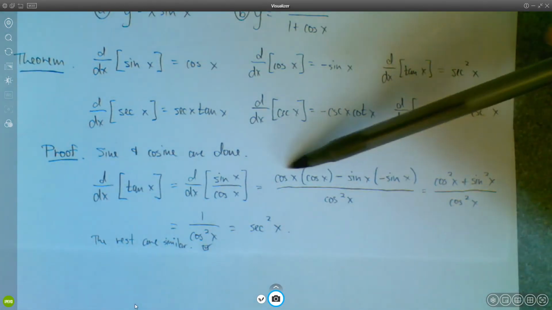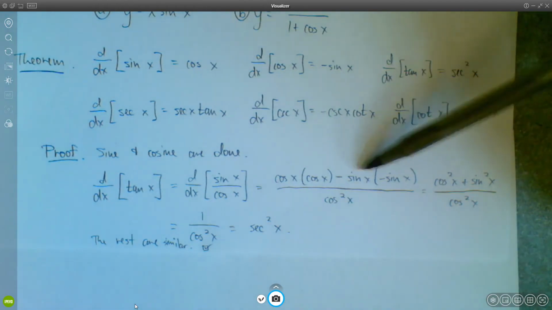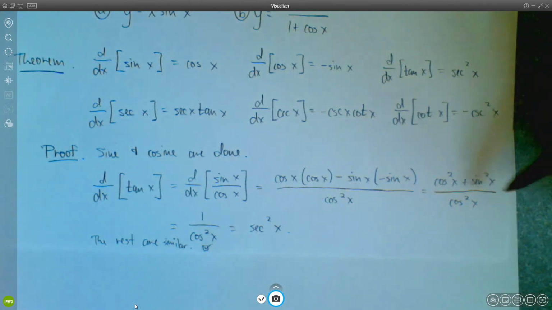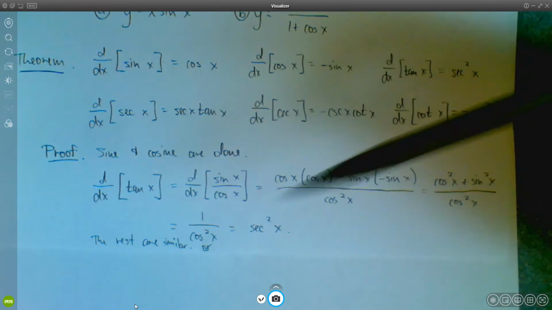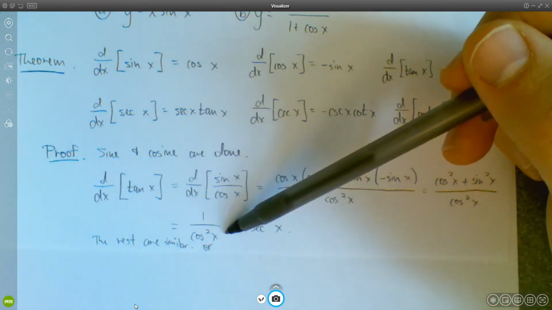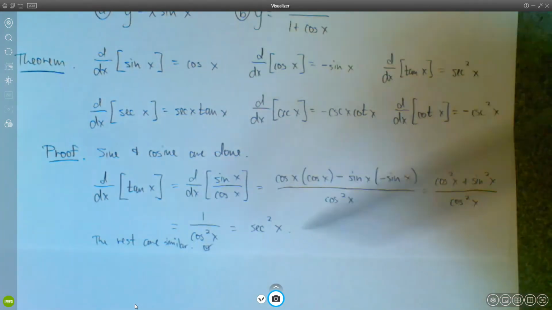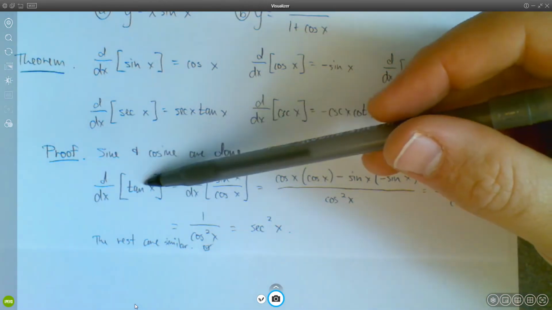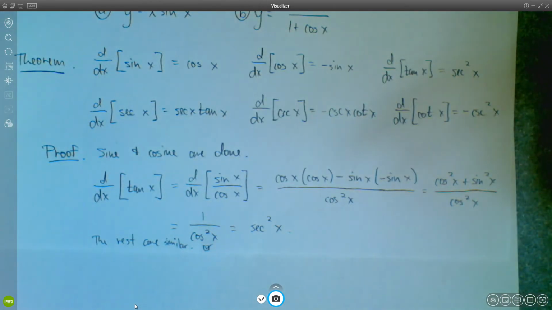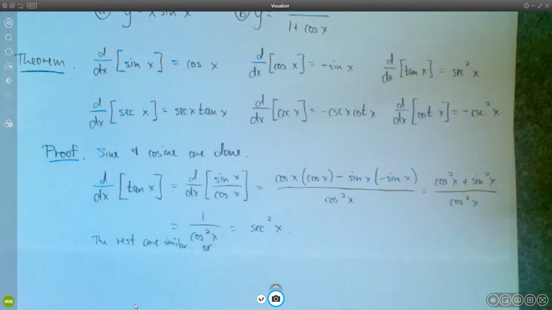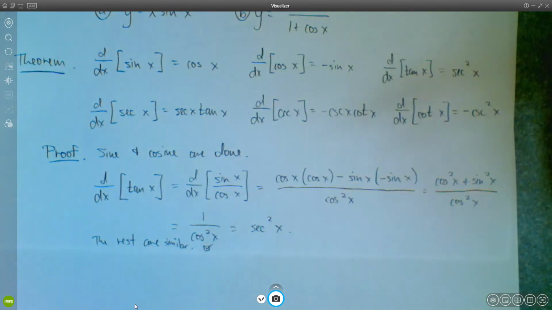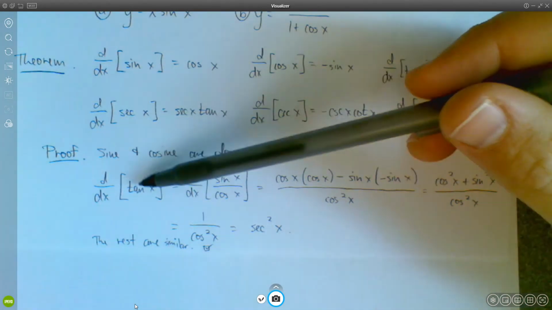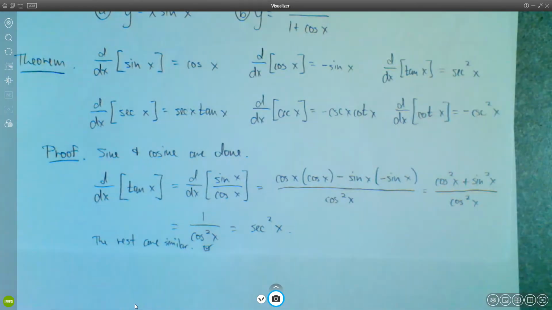And if you simplify that, cosine times cosine is cosine squared. Negative sine times negative sine is positive sine squared. Cosine squared plus sine squared is 1. So you just get 1 over cosine squared, which is just the same thing as secant squared. So sure enough, derivative of tangent is secant squared. The others are similar, right? You just write them in terms of sine and cosine, since you know what sine and cosine are already, and then you can prove them. Or like in this case, to do cotangent, since you already know what tangent is, you can just use the fact that cotangent is 1 over tangent to derive that one.